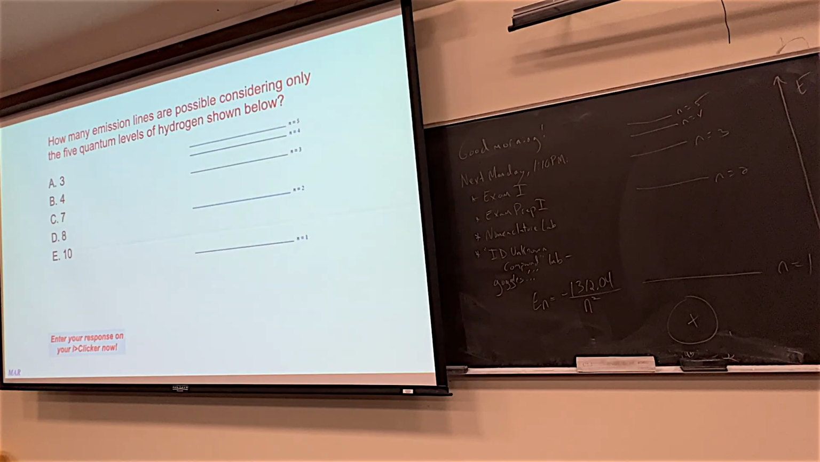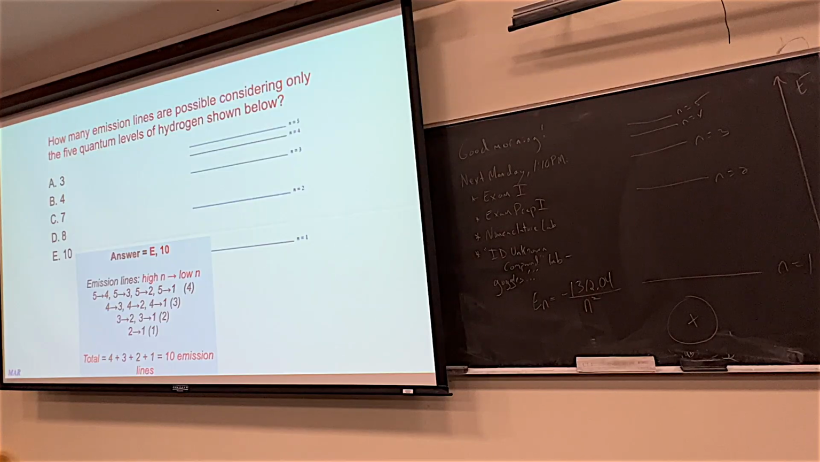But you don't have to start at 5, you can start at 4, all right? You could have 4 to 3, 4 to 2, 4 to 1. You could also start at 3, go 3 to 2, 3 to 1. And finally, you could start at number 2, and that just goes 2 to 1. But you always want to go from higher n to lower n. So if you count all of those up, you end up with 10 lines possible. Those 10 lines are the result of hydrogen making different transitions.